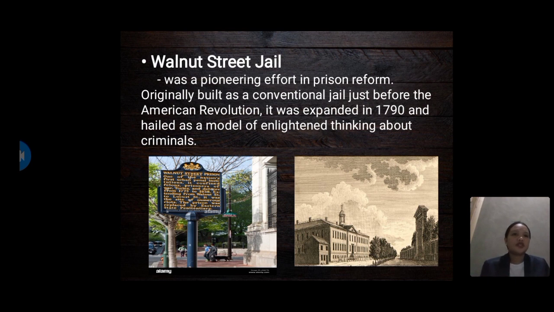Next is Walnut Street Jail. This is a pioneer effort in prison reform, originally built as a conventional jail just before the American Revolution. It was expanded in 1790 and hailed as a model of enlightened thinking about criminals. So this is one of the jails before the Walnut Street Jail. I put the photo of it.